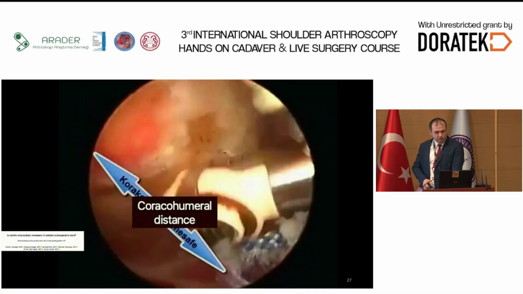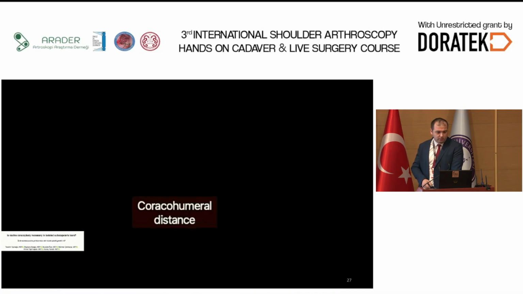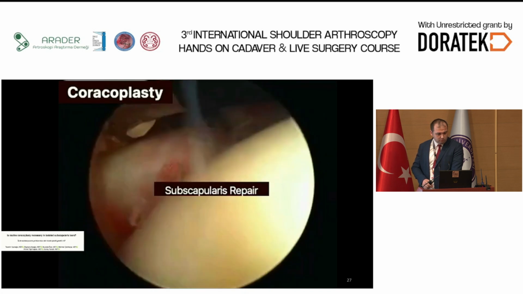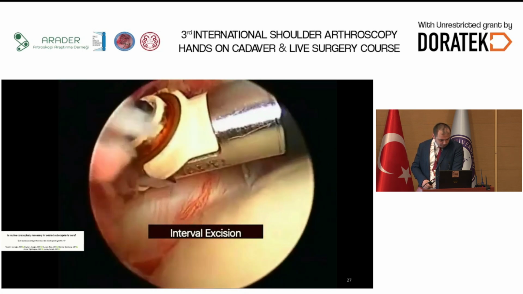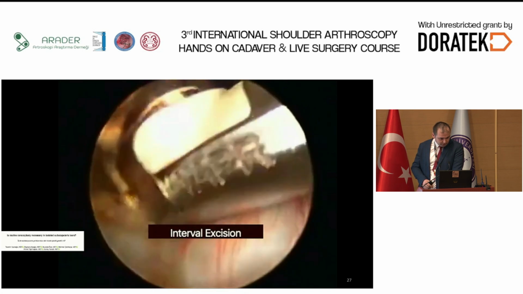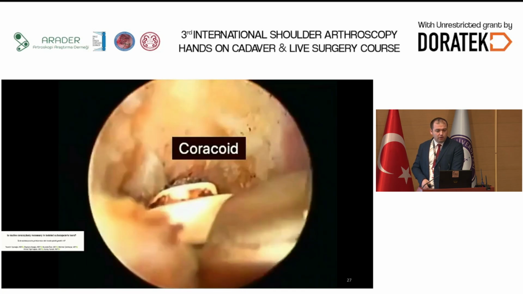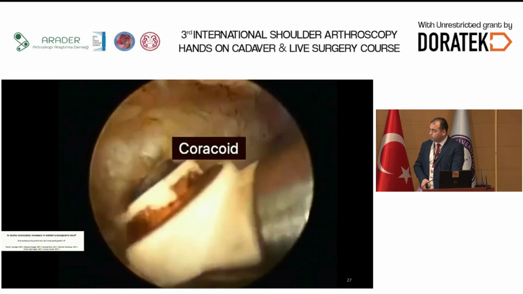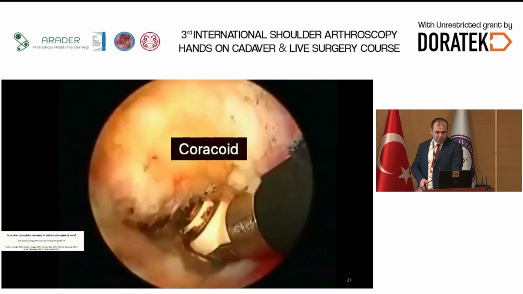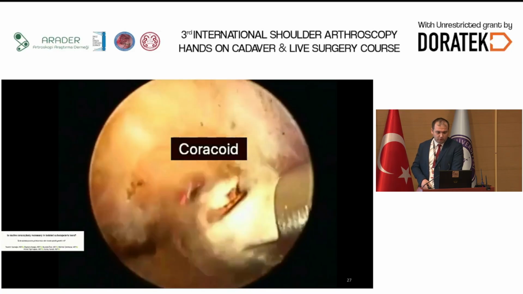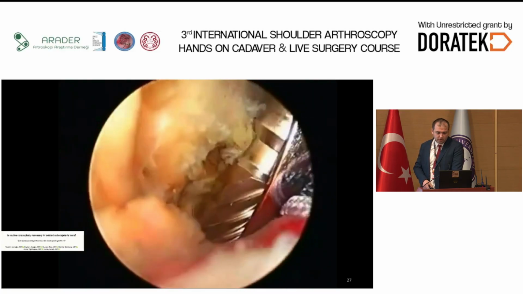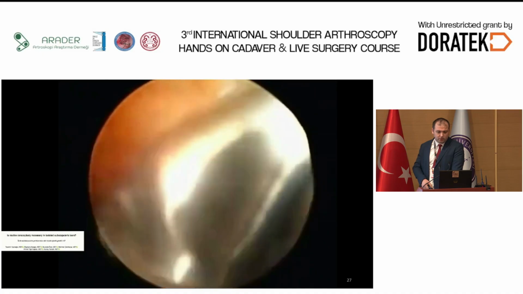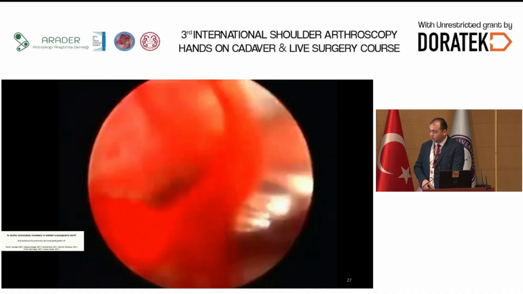First, we excise the rotator interval, then we see the coracoid process. Its thickness is about 7 to 8 millimeters, so we should not resect more than 3 to 4 millimeters of it. We should preserve the conjoint tendon and be careful about the brachial plexus.